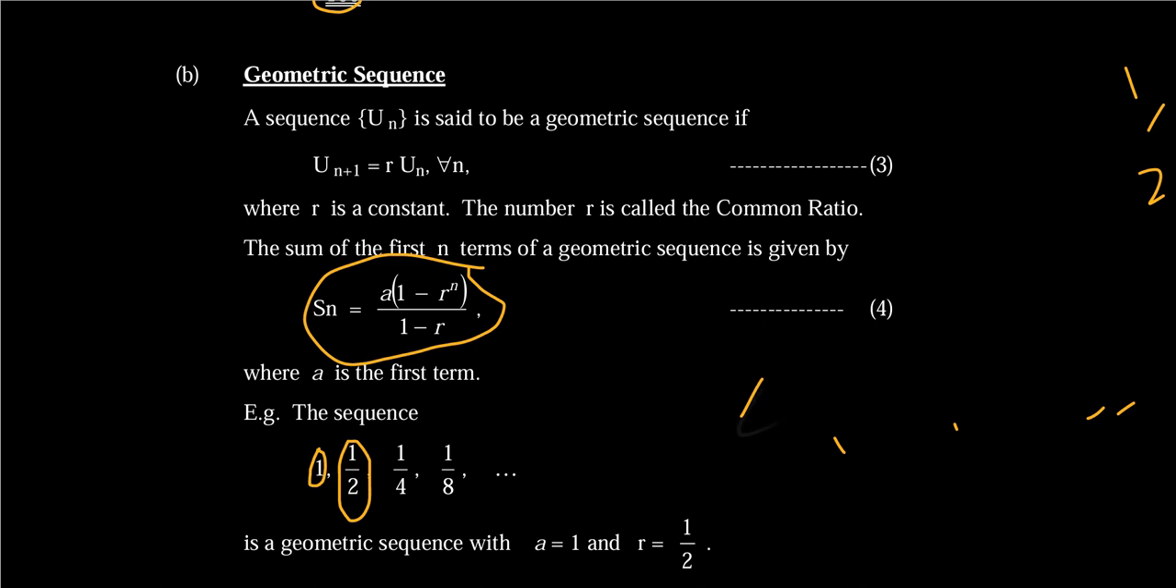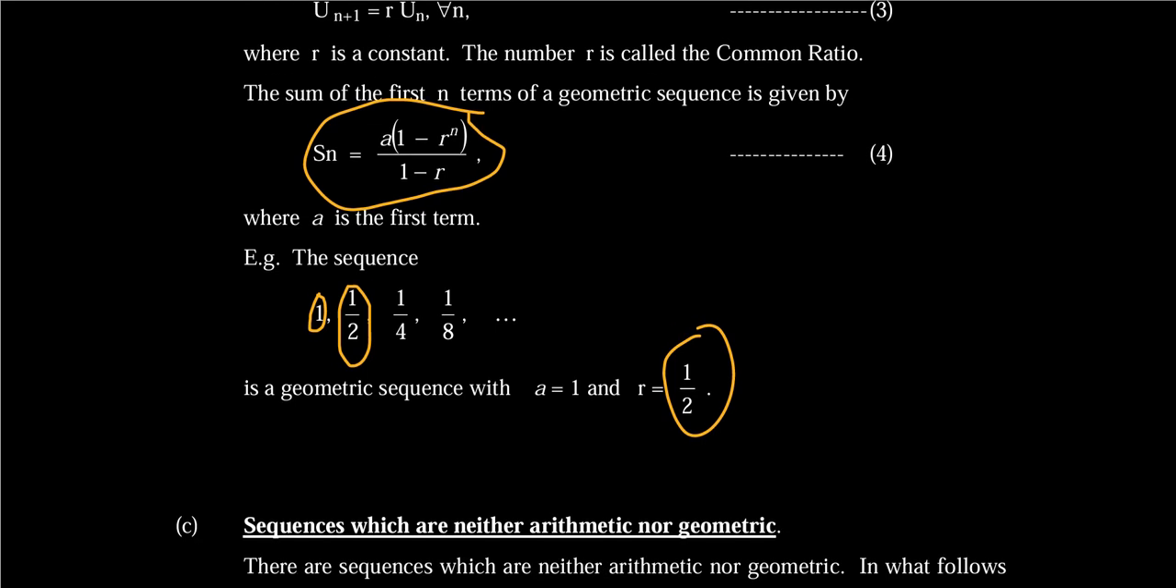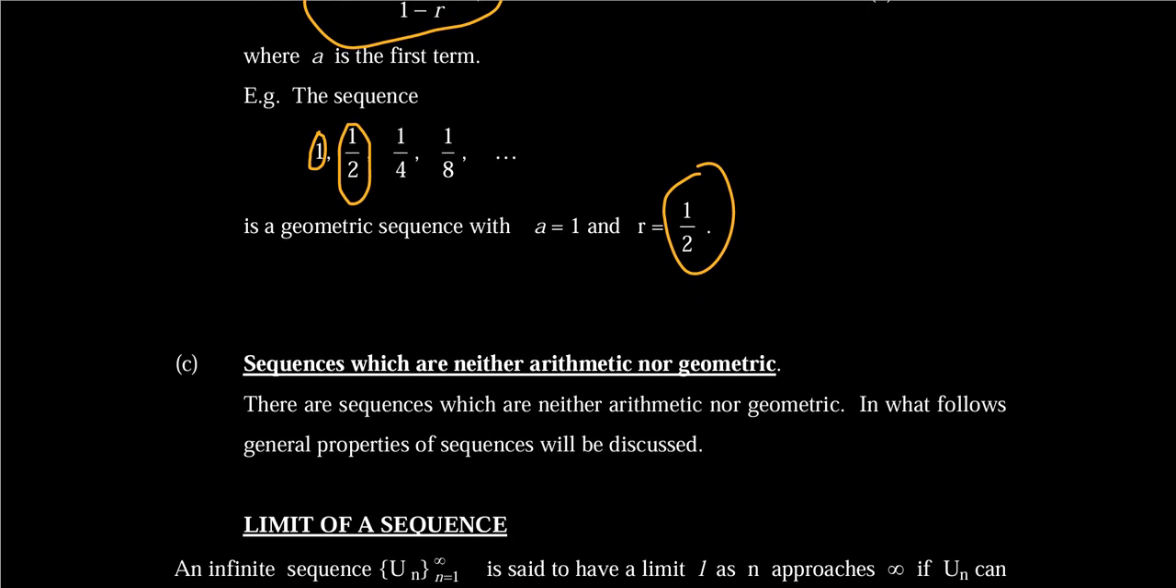Now, you realize that it's a geometric sequence, but there are some parameters of it. This geometric sequence takes parameters just like the arithmetic one. There's a parameter called A, which is the first term. So the first term here is 1, and there's a parameter called r, which is the common ratio.